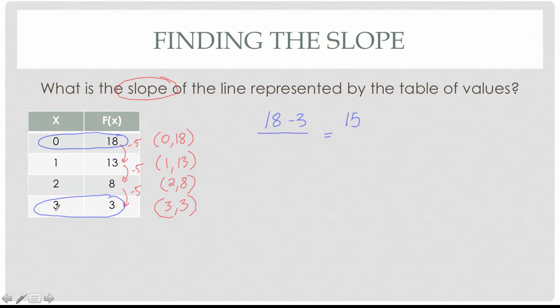But now let's do 0 minus 3. If I do 18 minus 3, I've got to find out also the change in my x value. So 0 minus 3 is going to be -3. And the result, when I change it into my average rate of change, 15 divided by -3 equals -5. So my slope of this line is -5, which means I'm losing 5 in my y values per a change of 1 in my x values. So it's a negative slope.